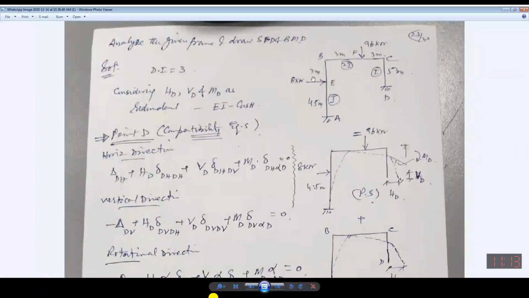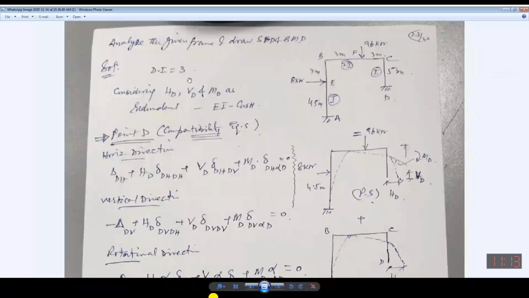I will be sending all these slides after making the corrections. So in this case you can see both supports are rigid, fixed supports. Fixed supports means 3 and 3, 6 minus 3 is the degree of indeterminacy. It means I need 3 compatibility equations to solve this structure.